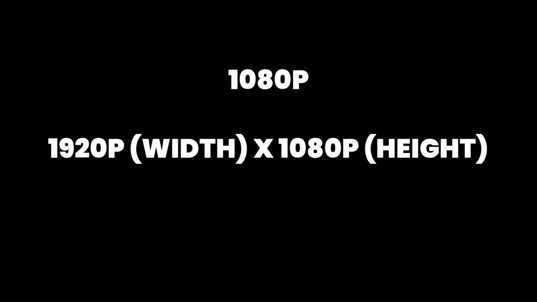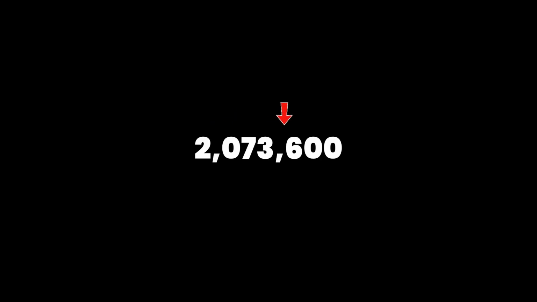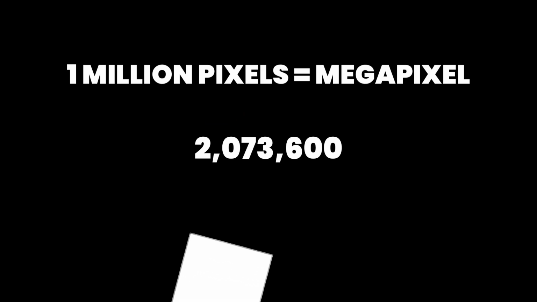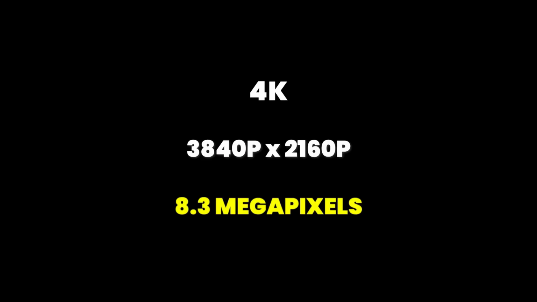For that, we need to understand what resolution is. Every image or video is made up of these square pixels. 1080p resolution means 1920 pixels width multiplied by 1080 pixels height. When you multiply these values, you get the amount of pixels that combined makes an image. In 1080p image or video, there are 2,073,600 individual square pixels. 1 million pixel equals 1 megapixel. So 1080p image has 2.1 megapixels and 4K image has 8.3 megapixels.